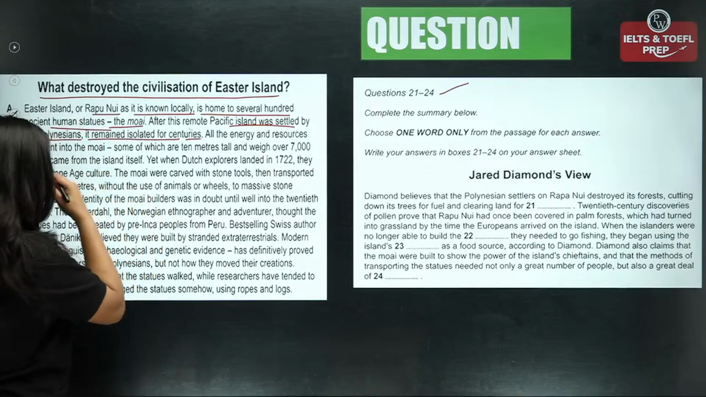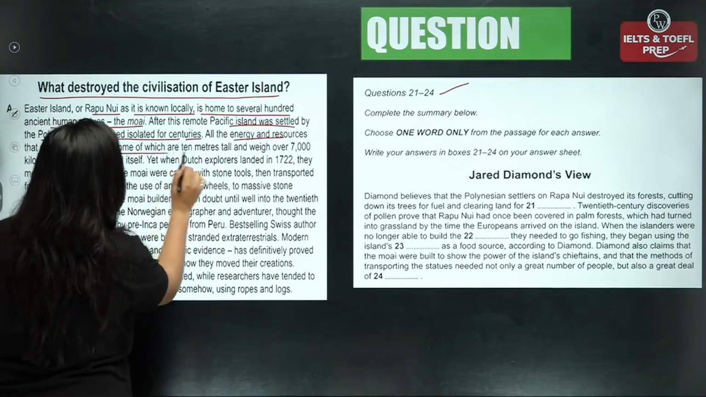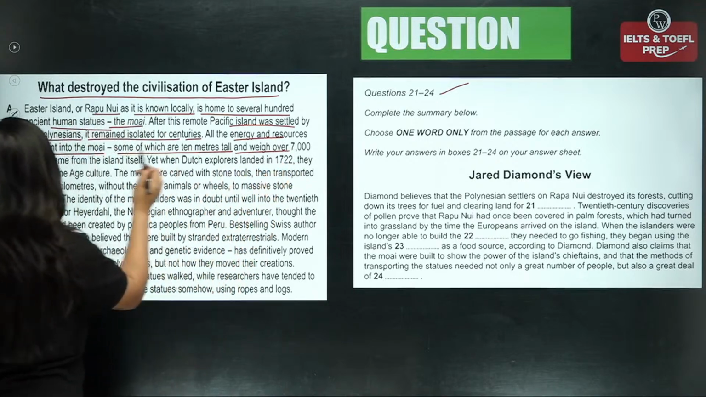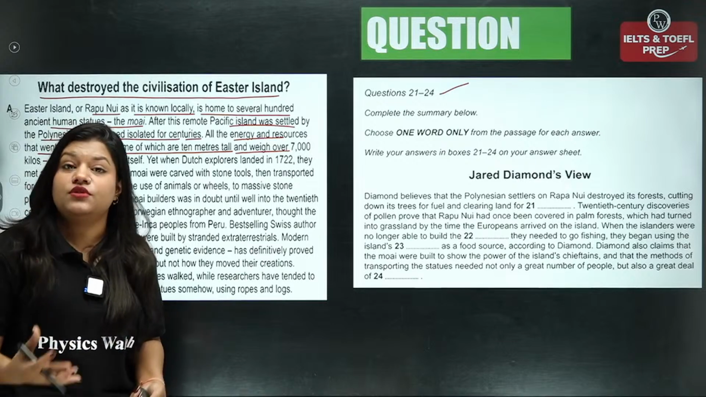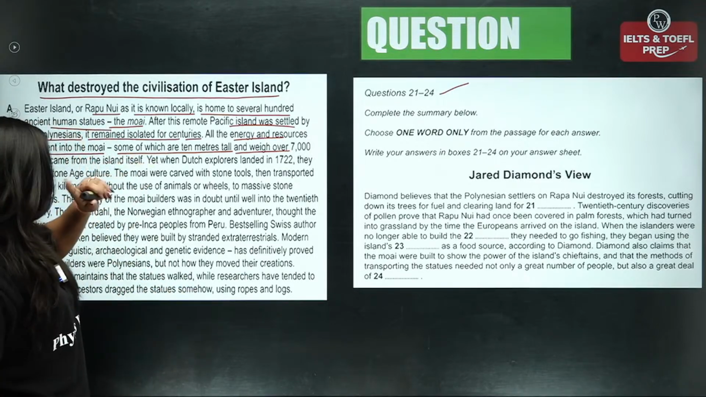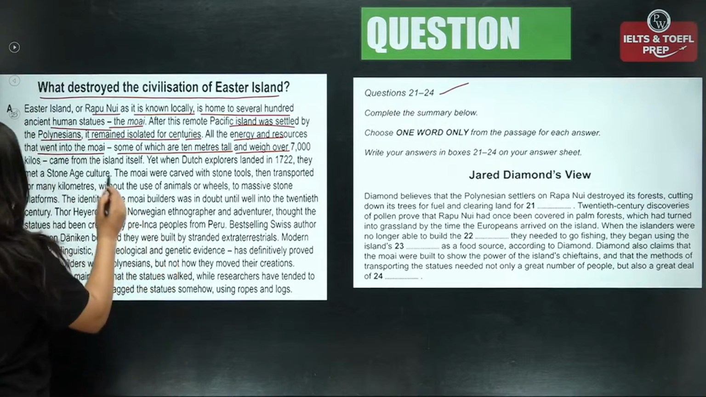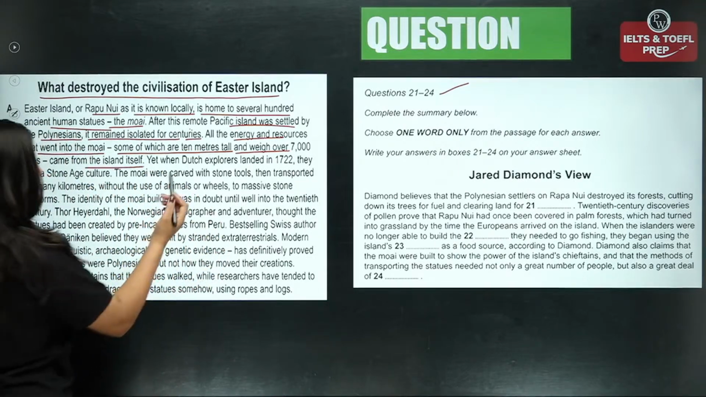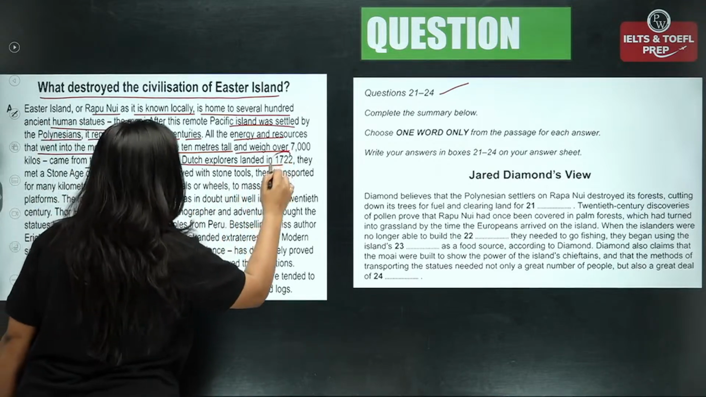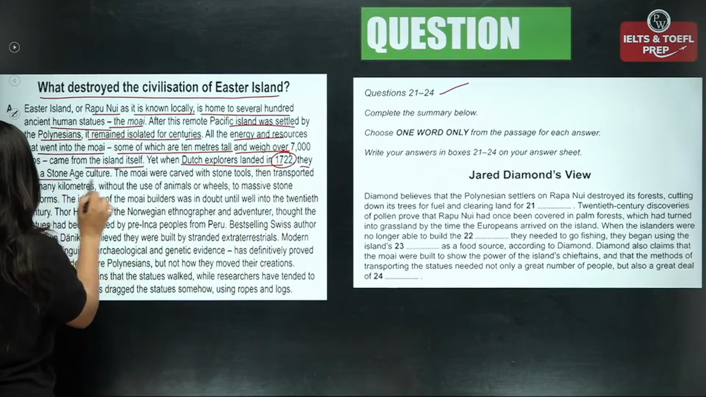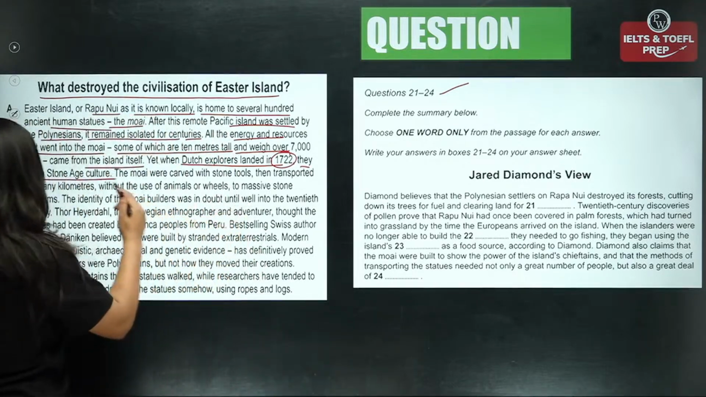Okay, isolated for centuries. All the energy and resources that went into the Moai, some of which are 10 meters tall and weigh over 7,000 kilos. It means there were some statues which were 10 meters tall and weighed around 7,000 kilos, came from the island itself. Yet when the Dutch explorers landed in 1722, they met a Stone Age culture. So when the Dutch landed on that island, they met a Stone Age culture.